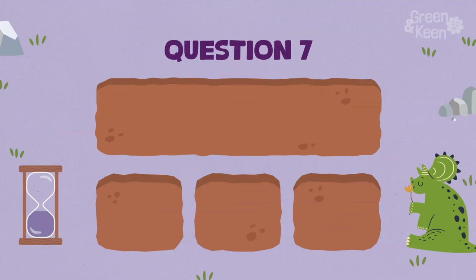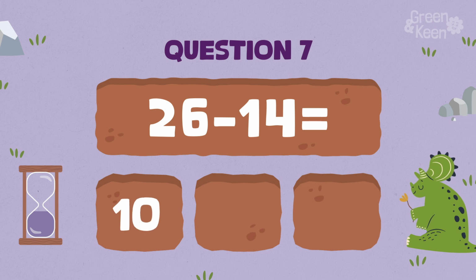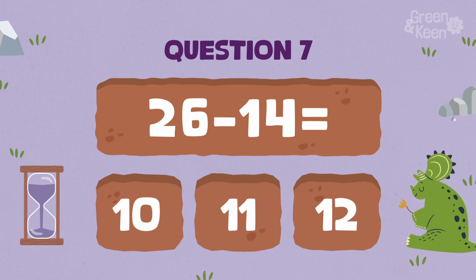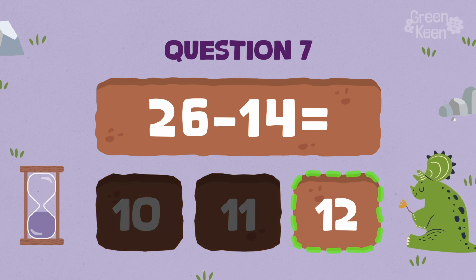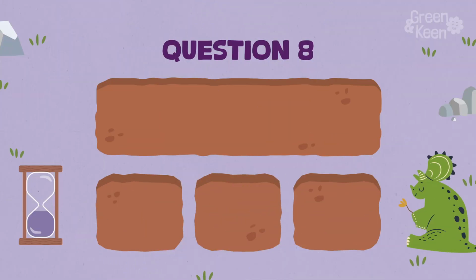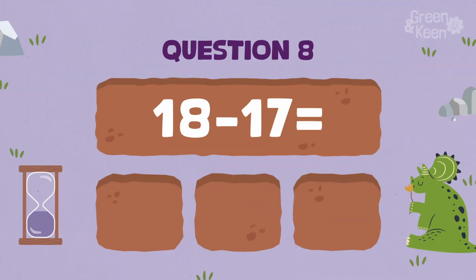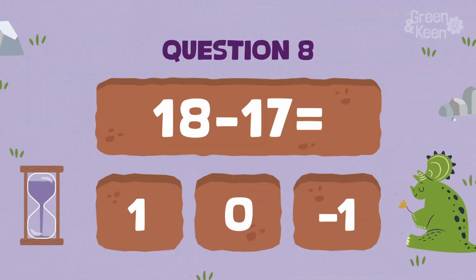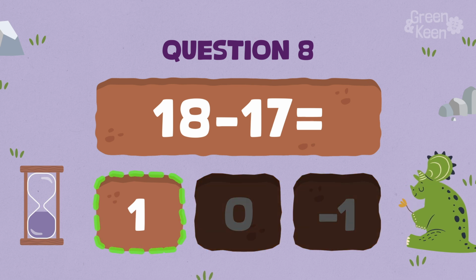Question number 7. 26 minus 14 equals... The answer is 12. Question number 8. 18 minus 17 equals... The answer is 1.